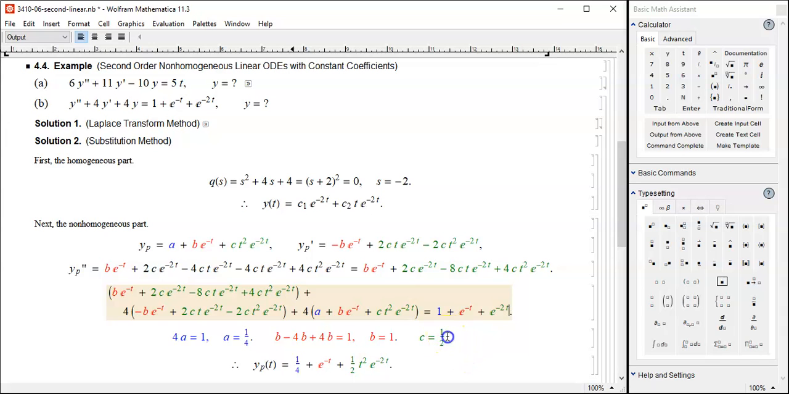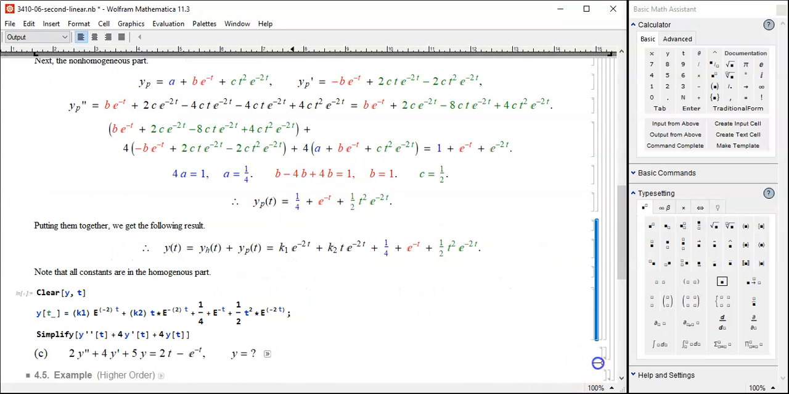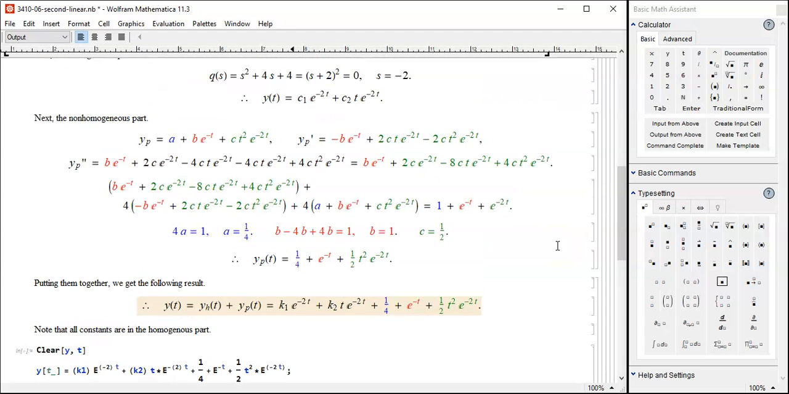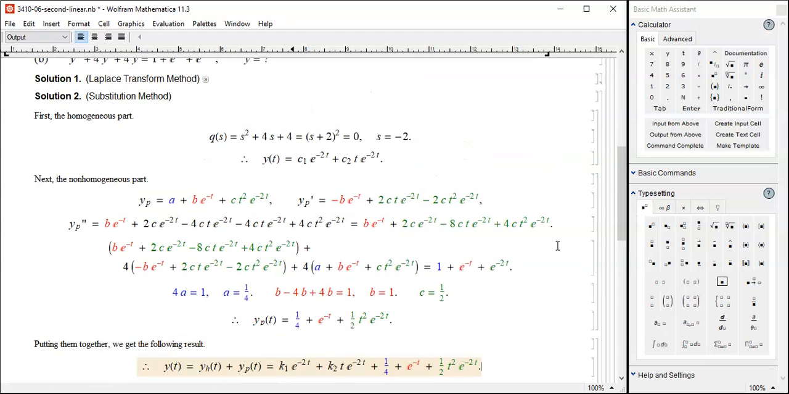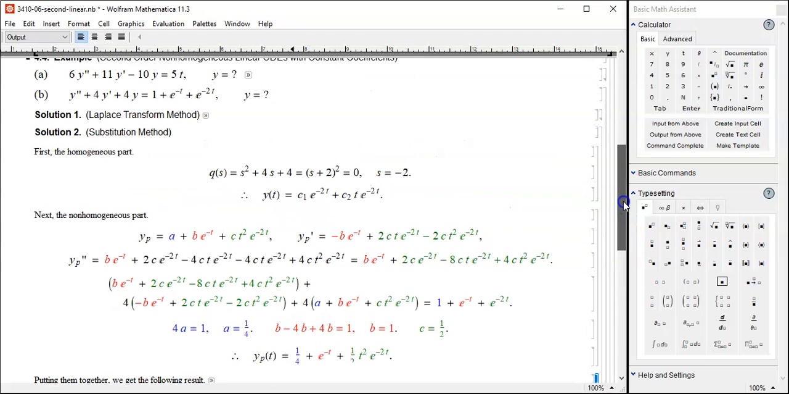And once you solve it, you're going to get this. And eventually, you're going to get this particular solution. Same particular solution that you saw before. And in the end, oh yes, you have the same solution as before. Okay, if you like this method, you can go ahead and use it. But I don't think anybody likes to do this.